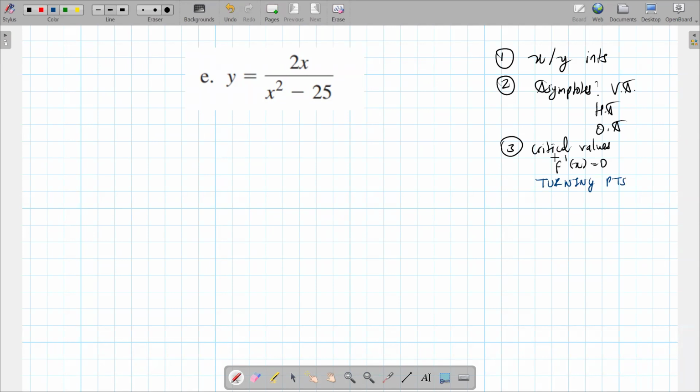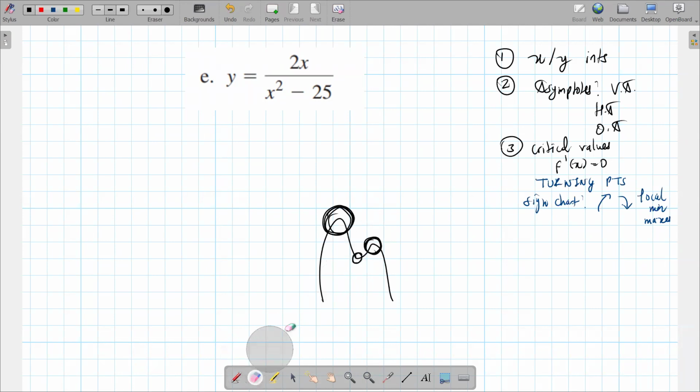And using the critical value, we can make a sign chart. That's what we did yesterday. And sign chart will give you whether your function is increasing, decreasing. It'll give you your local mins and local maxes. Could also potentially be absolute mins or maxes if it's an even degree polynomial. Something like this. That would be an absolute max, whereas this one would be a local max. This one doesn't have an absolute min, but it does have a local min right here. So that's what the critical value gives you.